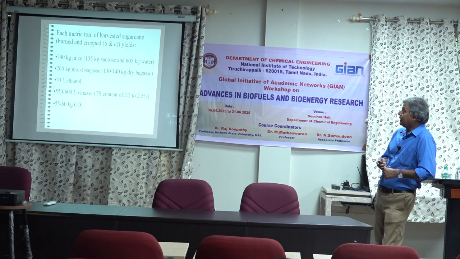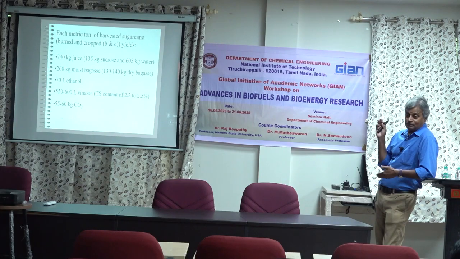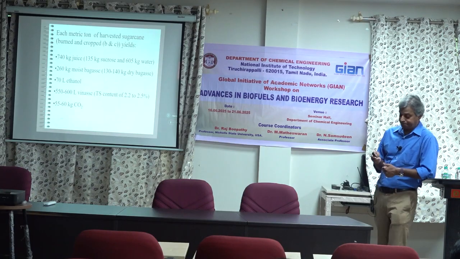So each metric ton of harvested sugarcane yields 740 kilograms of juice, 230 kilograms of moist bagasse, or 130 to 140 kilograms of dry bagasse, 70 liters of ethanol, 550 to 600 liters of vinasse, and then 55 to 60 kilograms of CO2. That's your mass balance calculation for 1 metric ton of sugarcane coming out of the farm. Okay?